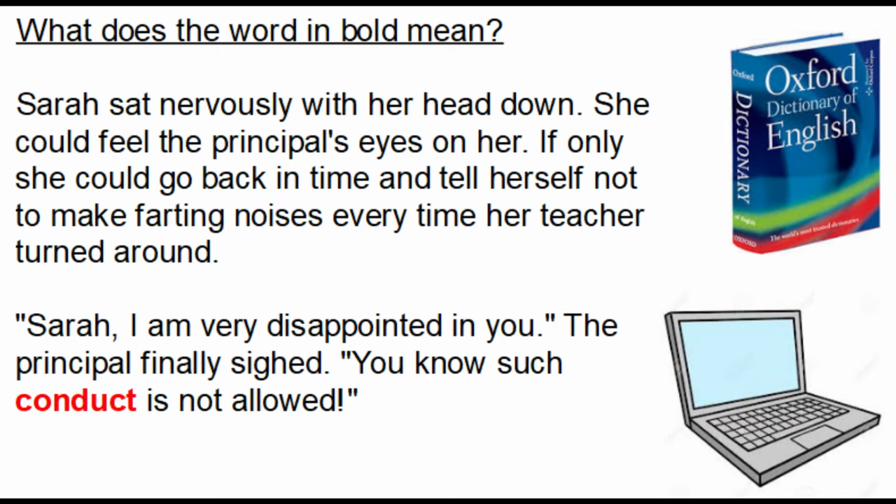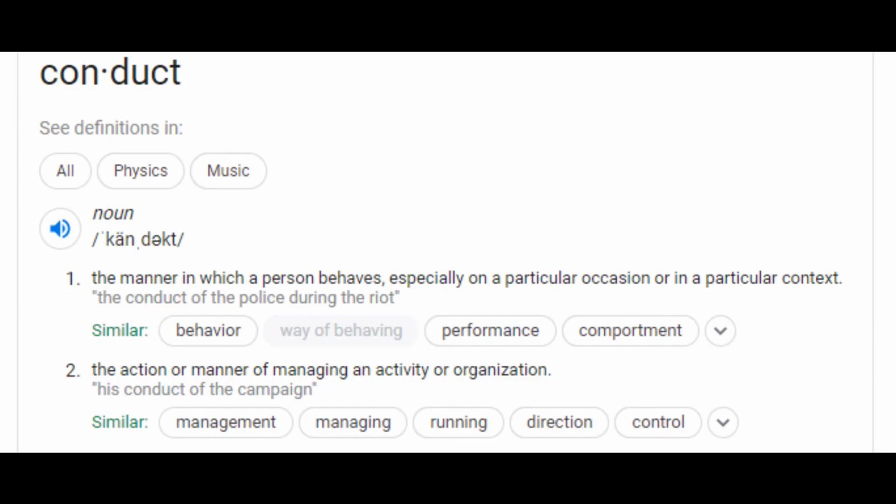What does that mean? Well, when I looked it up, I found that it has more than one definition. These were the two definitions I found. Number 1, the manner in which a person behaves, especially on a particular occasion or in a particular context. So that's one meaning. It's like their behavior. Number 2, the action or manner of managing an activity or organization. So it basically has to do with managing things or directing or running things, controlling.